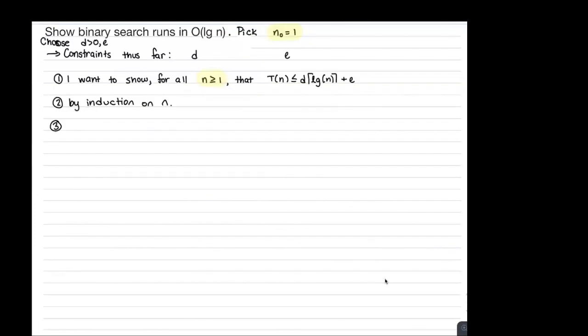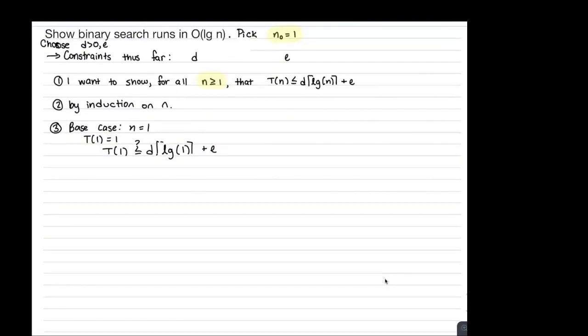Step 3 is my base case, and of course it's the smallest that we can break our problem into. We know that in our base case, T of 1 equals 1. And we want to ask ourselves, is T of 1 less than or equal to d times the ceiling of log of 1 plus e? Well, log base 2 of 1 is just 0, so this d term goes away. So we end up asking ourselves, is 1 less than or equal to e? Well, certainly, if we pick our e to be greater than or equal to 1. So that's what I'm going to say here: if I choose e greater than or equal to 1, then the base case is true.